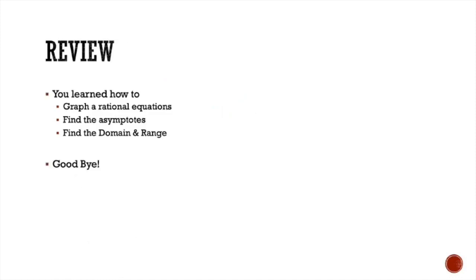All right, so this is what we did. You graphed rational equations. You found their asymptotes, and you found your domain and range. When we got all done, we went, oh, it's not so bad, but as we were going, there's a little bit of brain work to do.